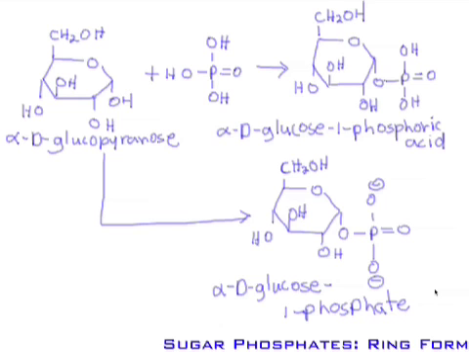sugar phosphates. Several keto sugars as phosphate derivatives are important intermediates in photosynthesis. Fructose occurs as a 6-phosphate and a 1,6-diphosphate. Ribulose occurs as a 5-phosphate and 1,5-diphosphate. And ketoheptulose occurs as a 7-phosphate and a 1,7-diphosphate.